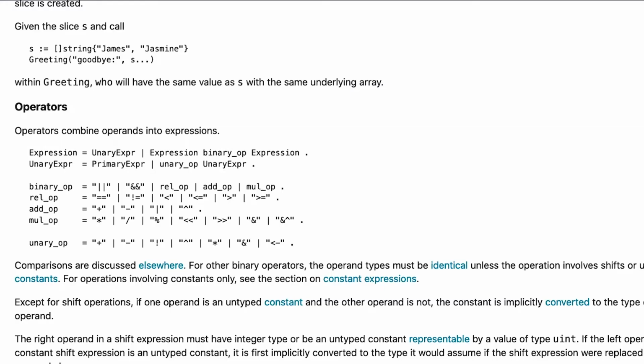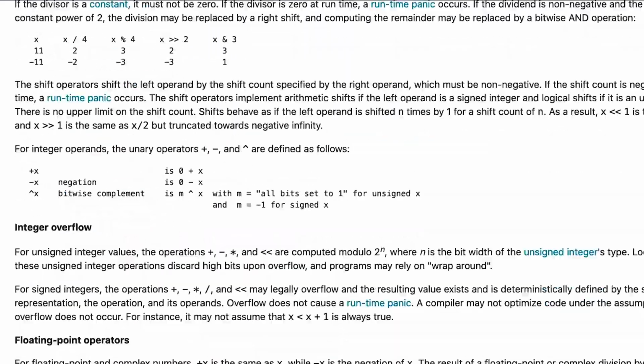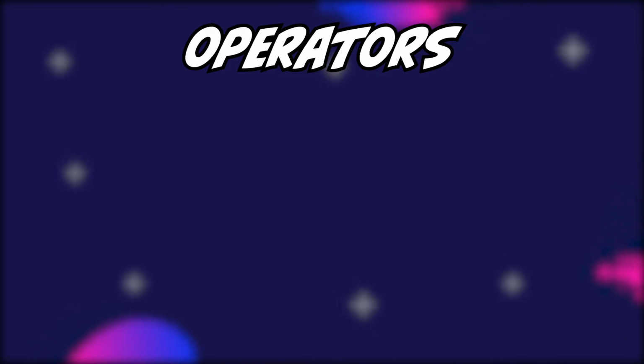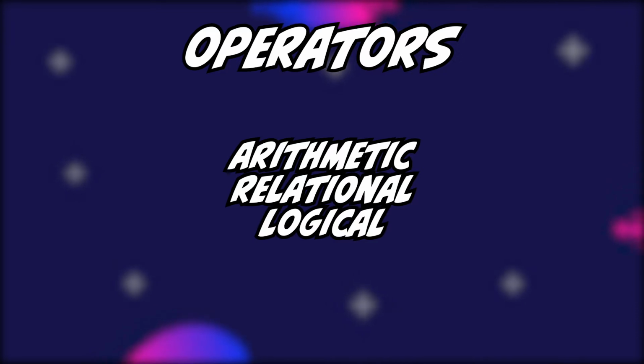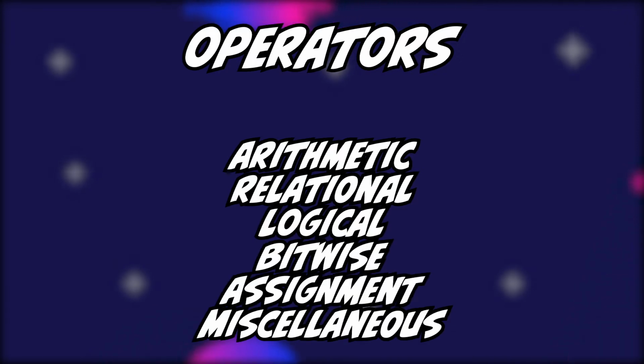If you look at the Golang specifications for operators, you will find a huge wall of text. I'm going to break down all of them in an easier and more digestible way. So let's get started. All operators can be categorized into 5 groups. Actually it is 6 because there is the miscellaneous group. We have the arithmetic operators, the relational operators, the logical operators, the bitwise operators, the assignment operators, and lastly the miscellaneous operators that do not fit into any other group.